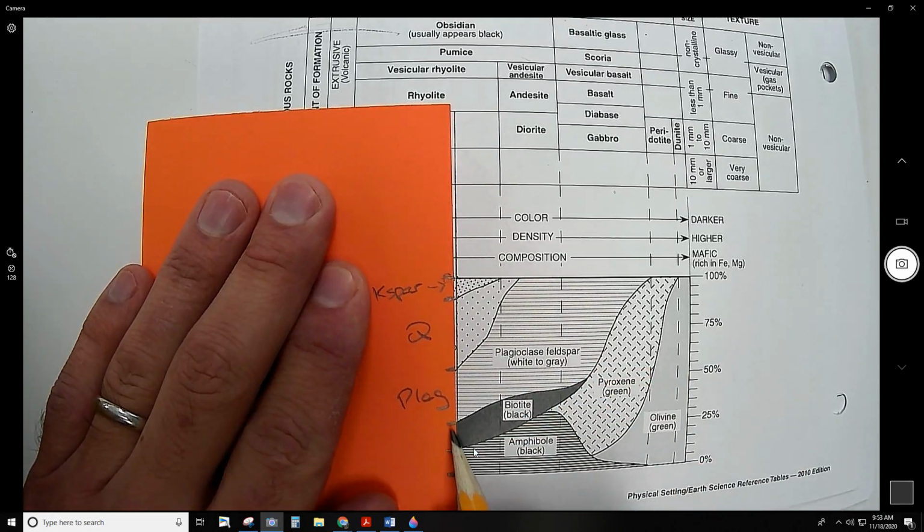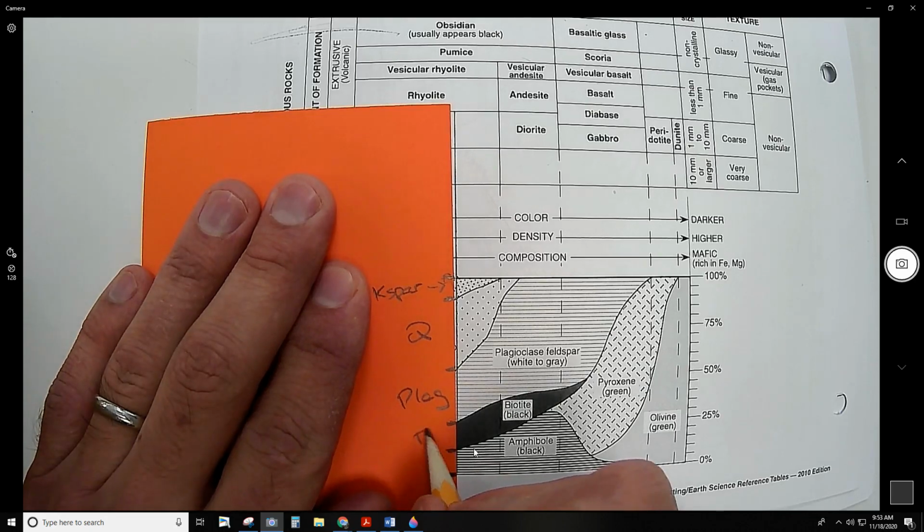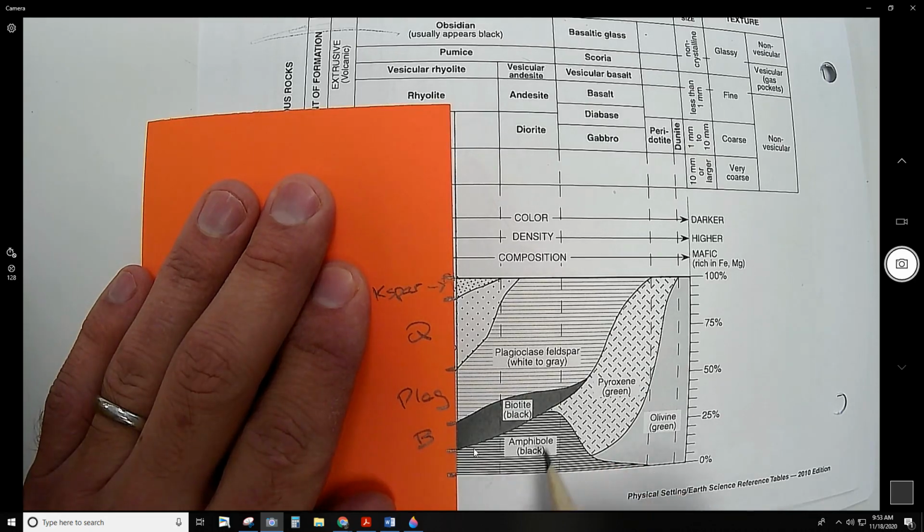This little section right here is biotite. So I'm just going to write B for biotite. And then this bottom section right here is amphibole. So I'm going to write an A for amphibole.